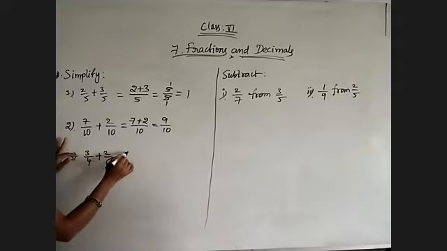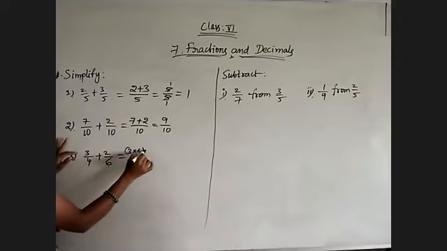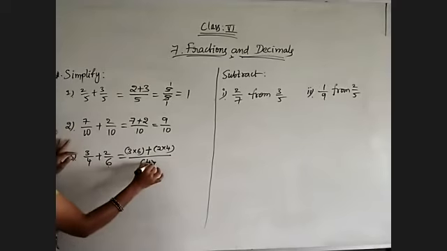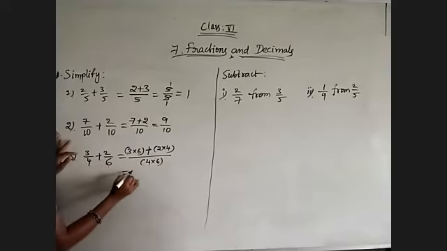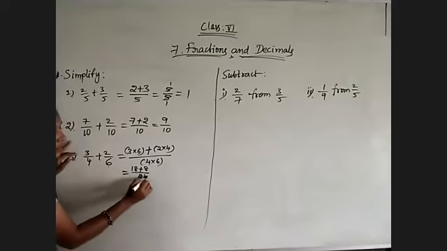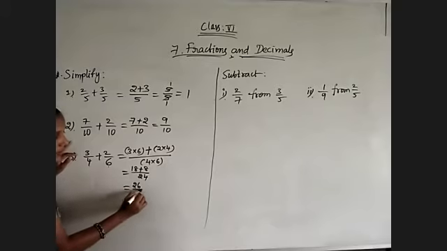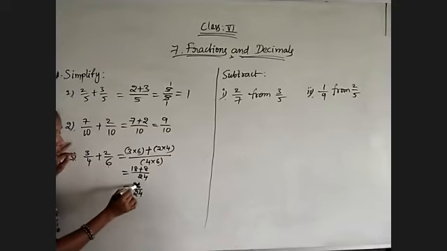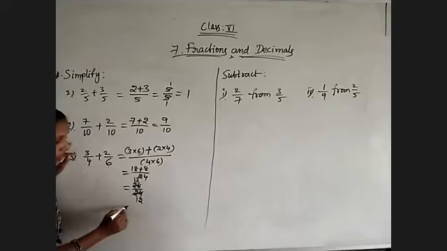So 3 into 6 plus 2 into 4, divided by 4 into 6. Which is nothing but 3 6s are 18, 2 4s are 8, by 6 4s are 24. And 18 plus 8 is 26 by 24. Okay. So both can cancel in the 2 table. 2 13s are 26, 2 12s are 24. 13 by 12 is an improper fraction.